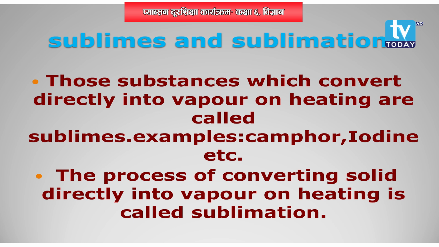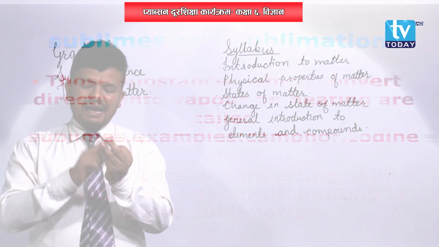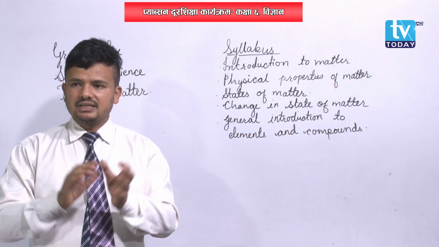Now these substances which directly convert into vapor on heating are called sublimes. And the process of conversion of solid directly into vapor state without the liquid state is called sublimation. Clear about the sublimation? Sublimes and sublimation, examples I told: camphor, iodine, ammonium chloride, etc.